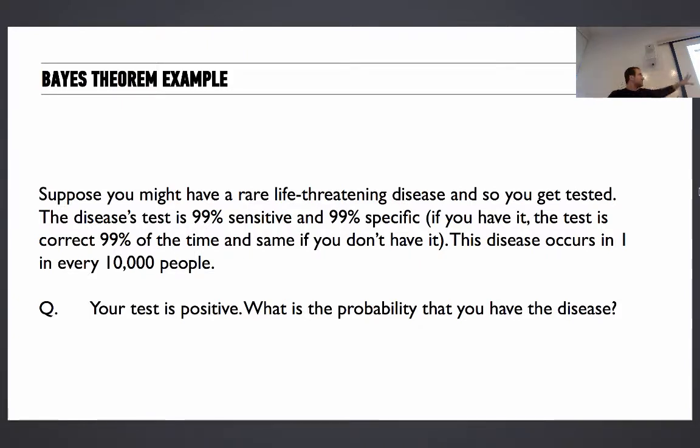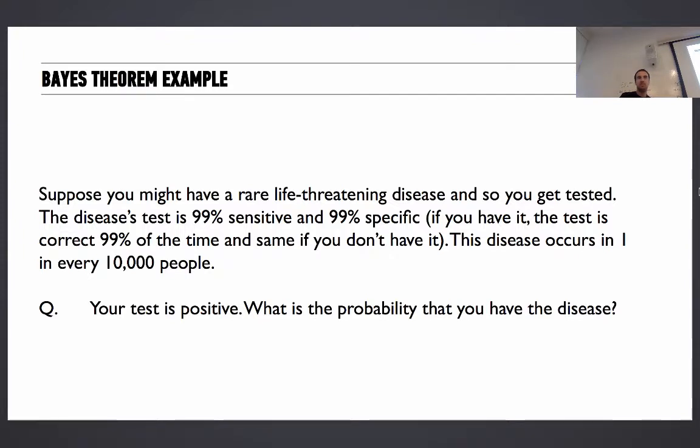This is exactly the kind of information you have. The doctor will tell you, oh, the FDA approved this test, and it's 99% accurate, 99% sensitive, and 99% specific. Awesome. That's good enough for me. The disease occurs 1 in every 10,000 people. Whatever, I have this test, which is 99% specific and sensitive. Awesome. Your test is positive. Uh-oh. Do I have the disease?